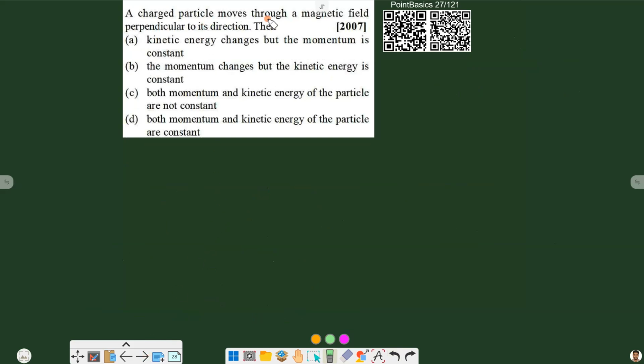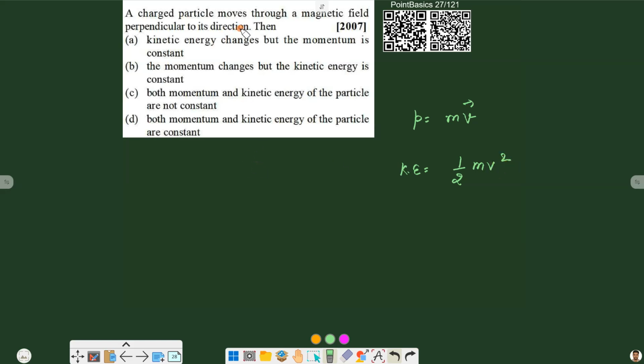A charged particle moves through a magnetic field perpendicular to its direction. Then kinetic energy changes, momentum is constant. Momentum changes, kinetic energy constant. Both do not change, both constant. So we know that the formula for momentum is mass into velocity, and the formula for kinetic energy is half mv square.